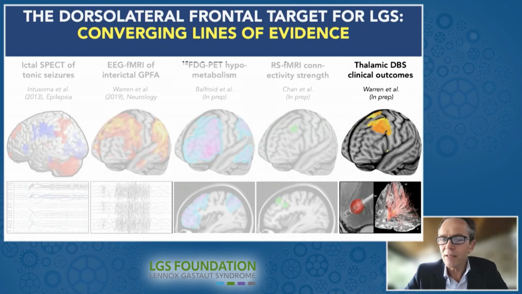So I think we're starting to get a sense that across multiple modalities, it's really this frontoparietal network that's driving the key mechanism in LGS, and possibly this posterior frontal region here being even more a key node of that epilepsy network.